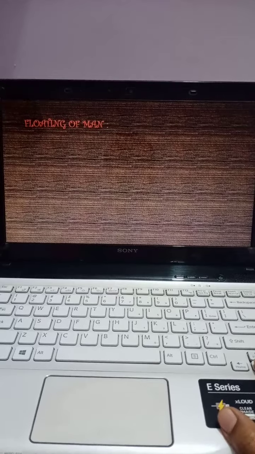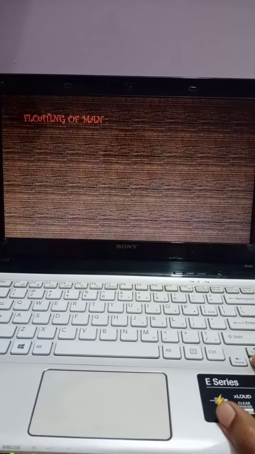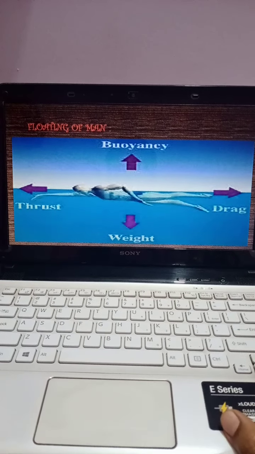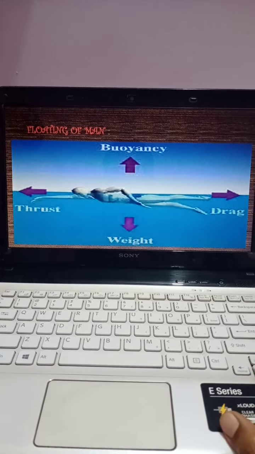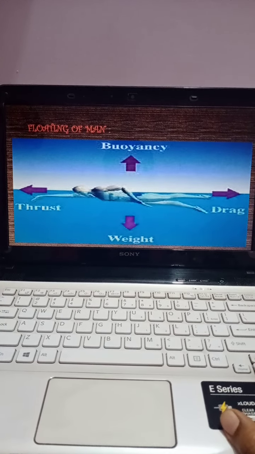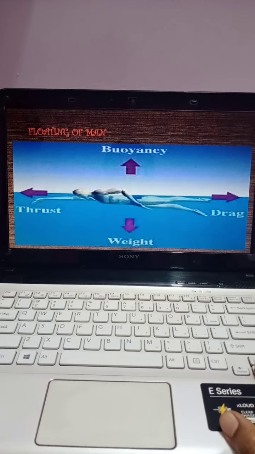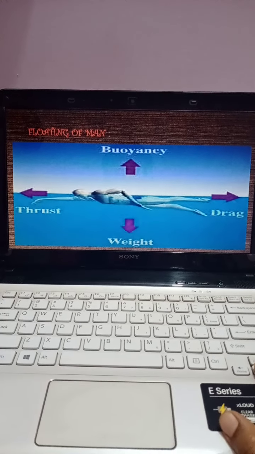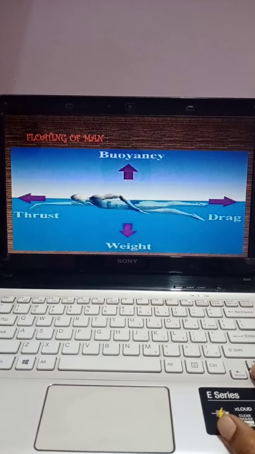Next application, floating of a man. So in this case also, this man while swimming balances his body weight in such a way that his weight becomes less than the buoyant force, then he is going to swim or float on the water.